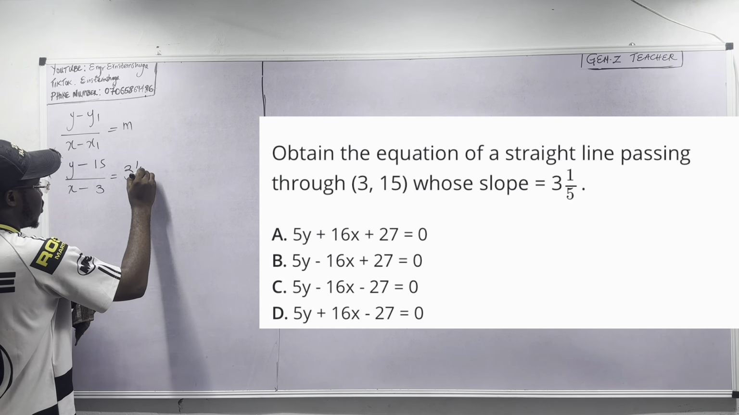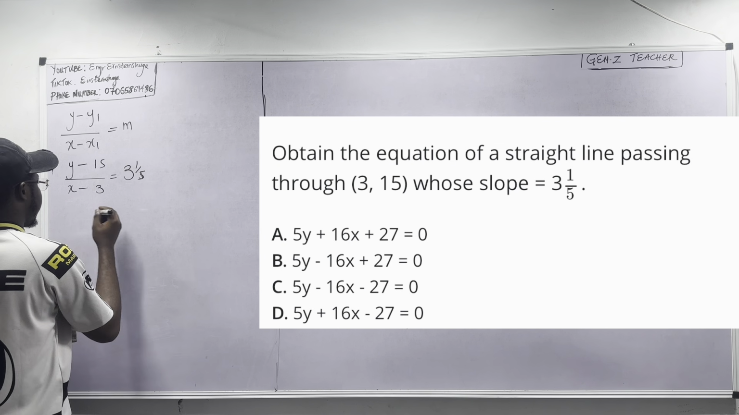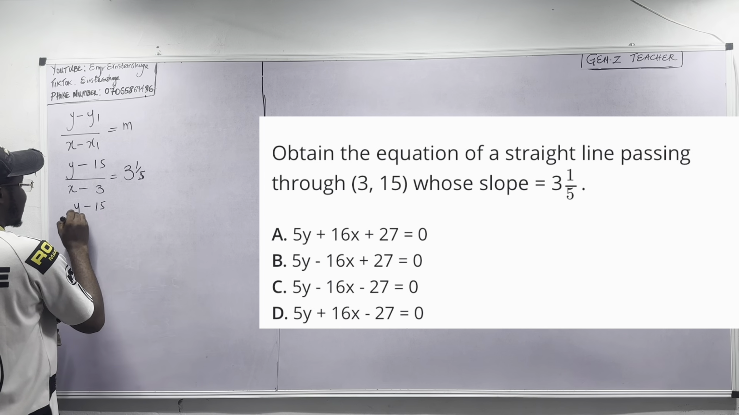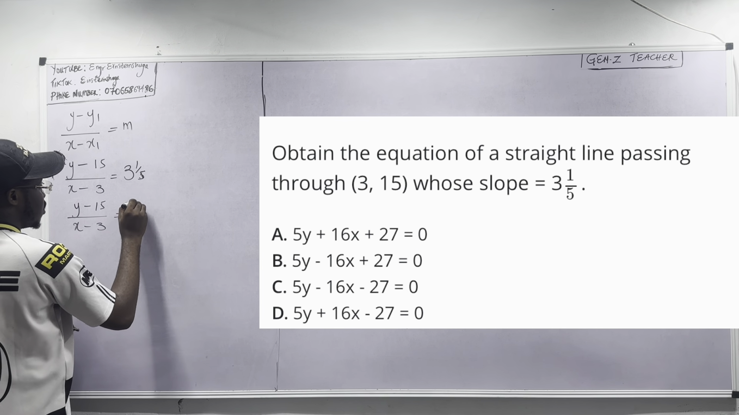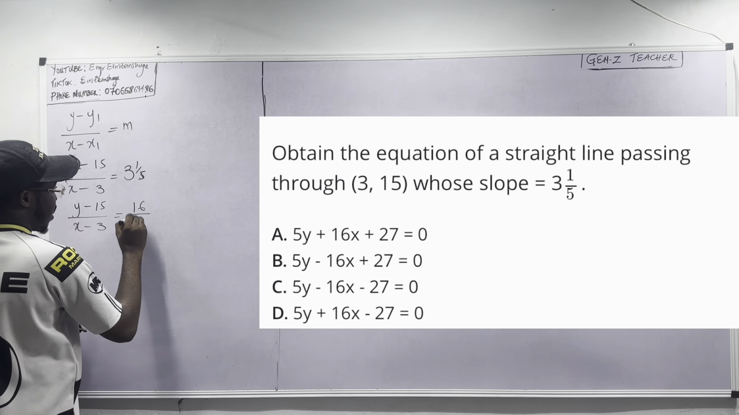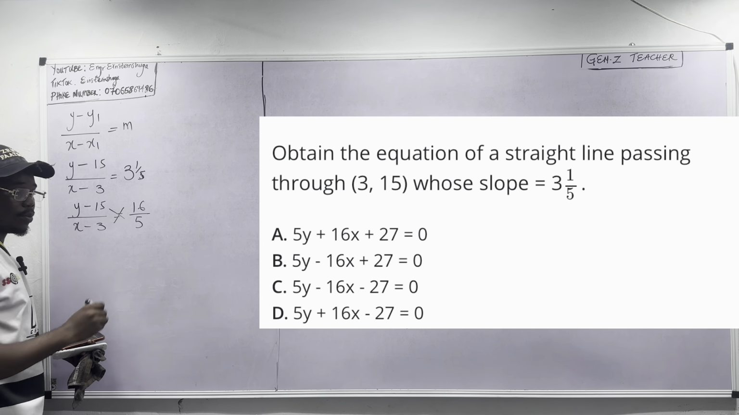So now you're going to convert this to a proper fraction. We have y minus 15 divided by x minus 3. Okay, 5 times 3, 15 plus 1. So we have 16 over 5 over here. Then you're going to cross multiply, okay?